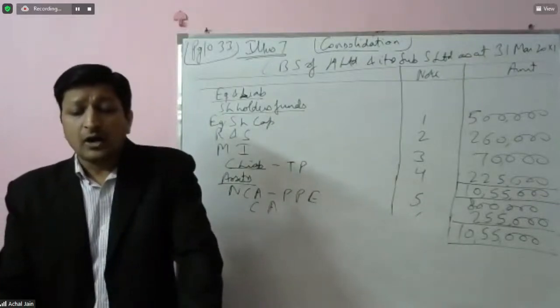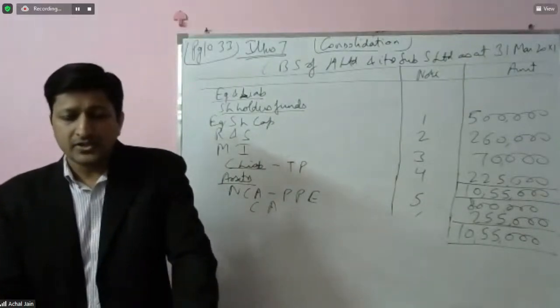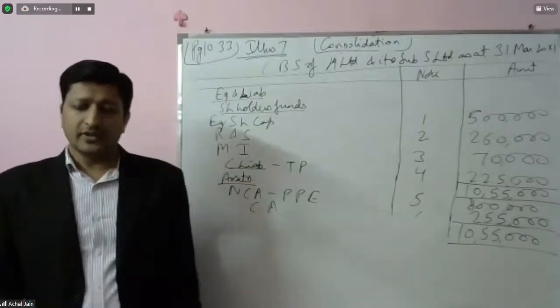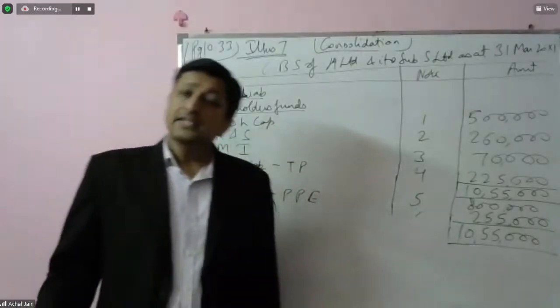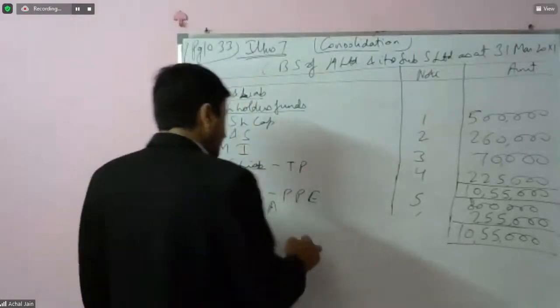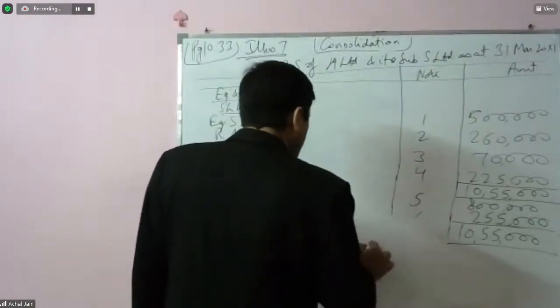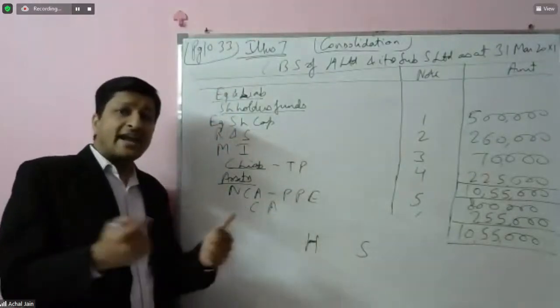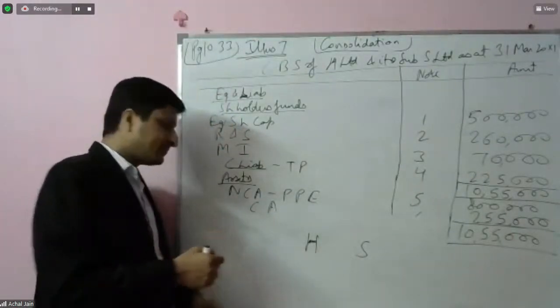Manish is asking, sir, how do we show investments in the balance sheet? See, if this is the investment in the subsidiary only, that has been knocked off. Why? Because please understand, this is H and this is S. So what are we doing? We are adding each and every line item.